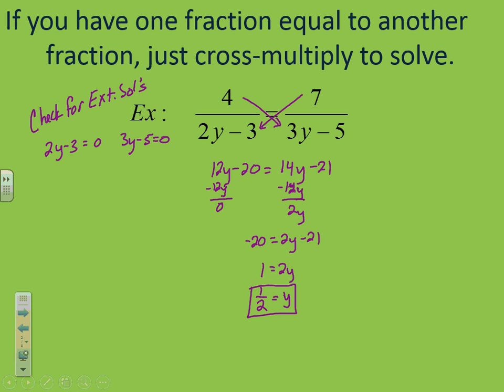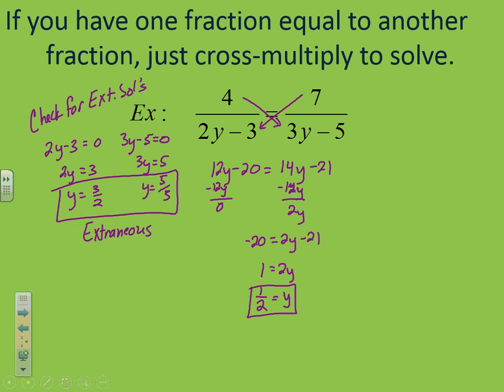So if I solve either of these expressions for y, here 2y will be equal to 3, so y would be equal to 3 over 2. And here 3y would be equal to 5, so y would be equal to 5 over 3. These are the two things that would be known as extraneous solutions if they showed up in the solution when we worked the problem out originally. These are what would cause the equation to become undefined.